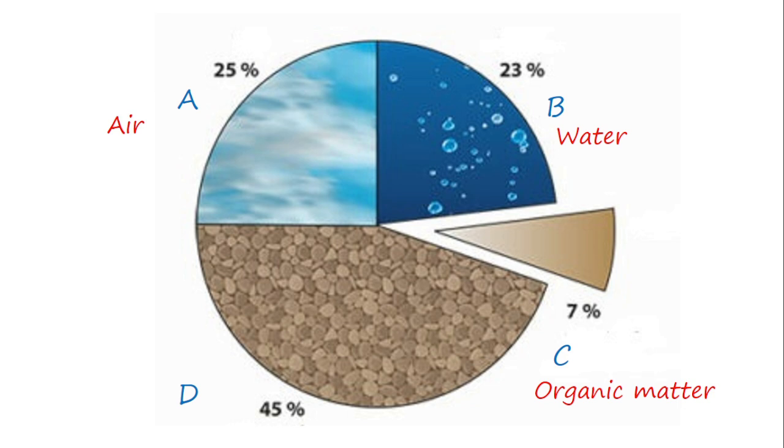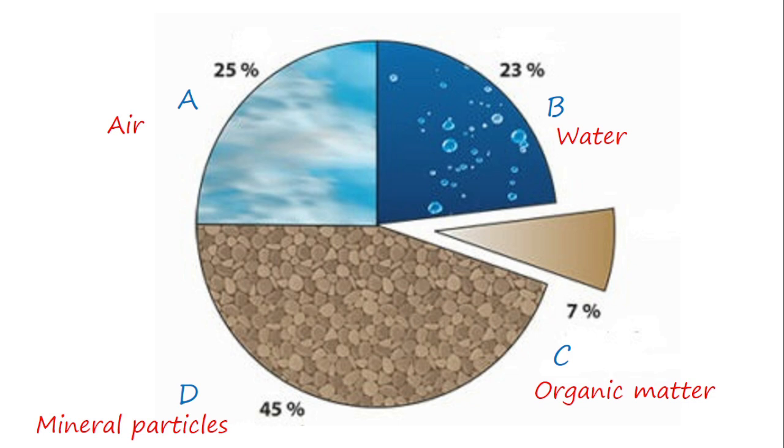Then lastly, but not the least, we have our last component of soil, which is D. And what is the name of our fourth component of soil? Yes, chat. So the last component of soil is mineral particles, which makes up the majority of the soil. So when we are holding the soil in our hands, all those are mineral particles, containing different weathered rocks and mineral salts.